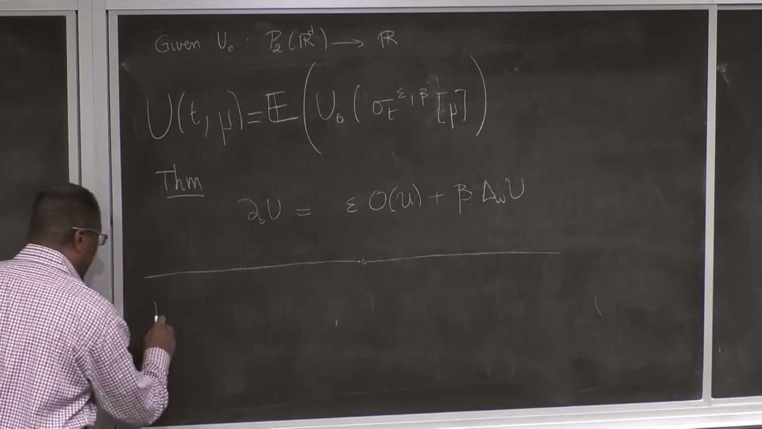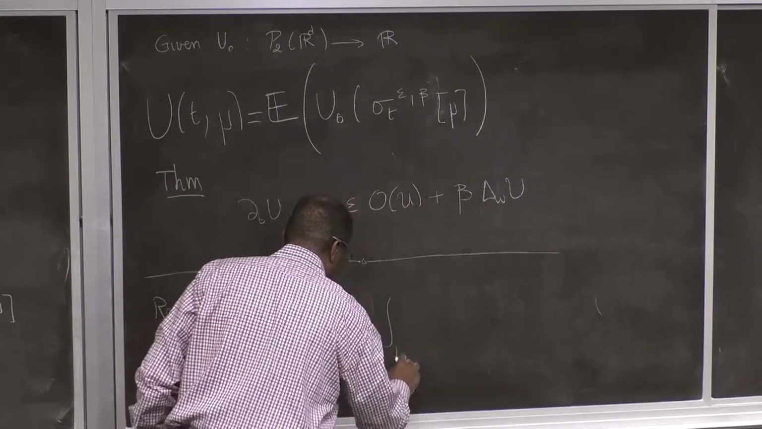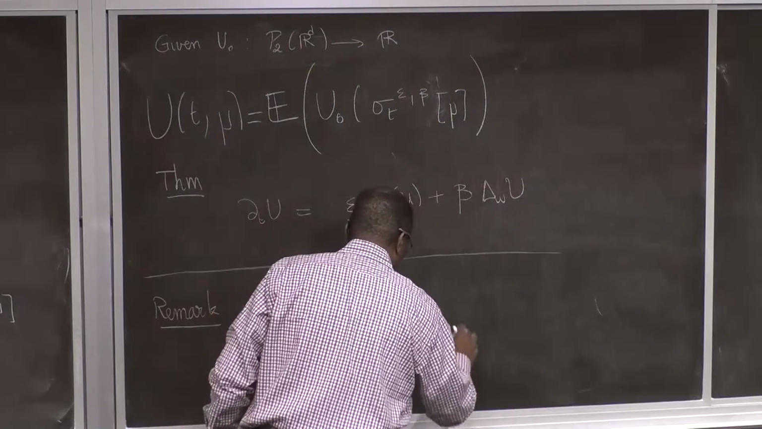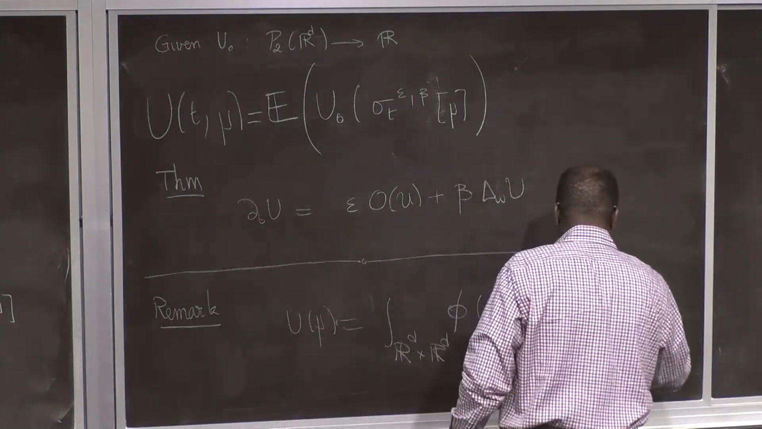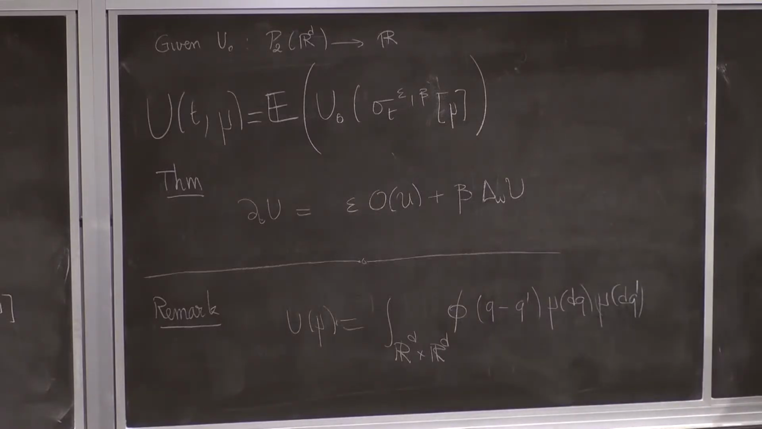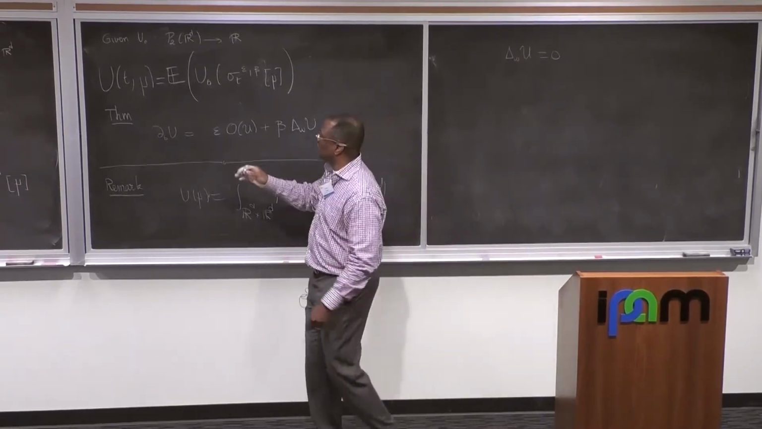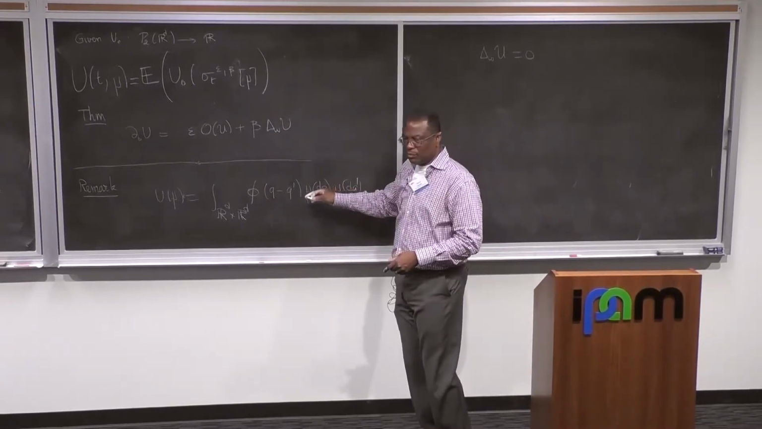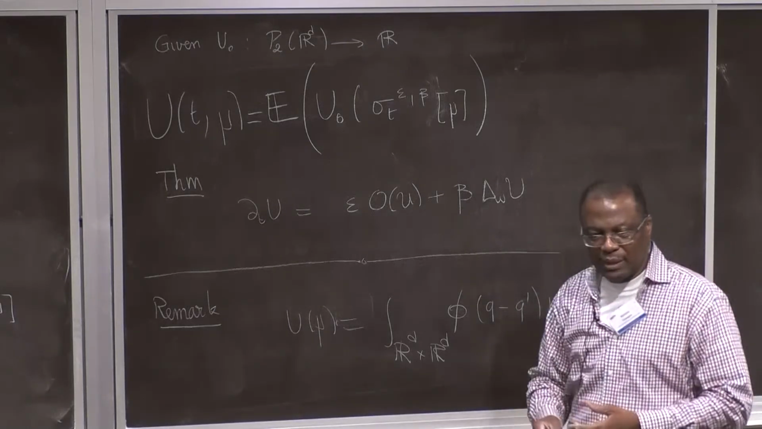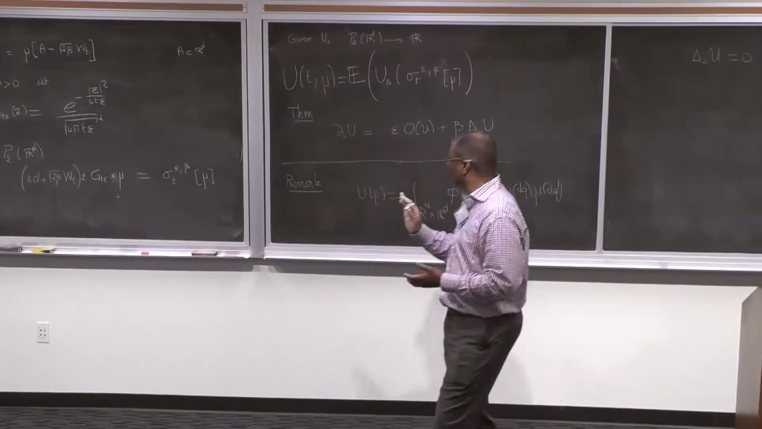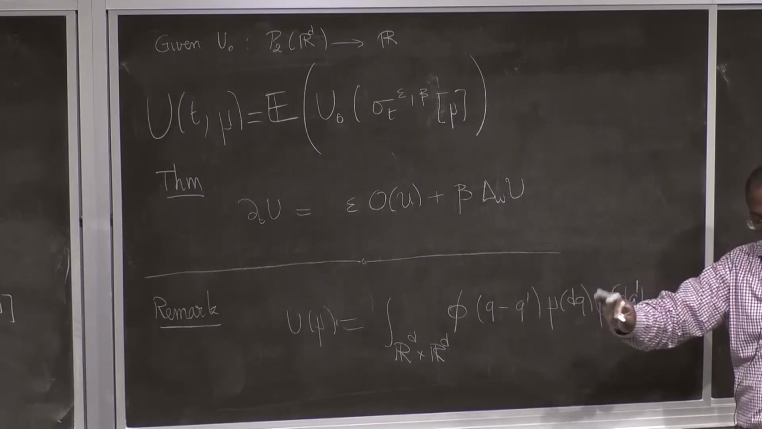Before that, let me make a remark. Take U of mu to be the integral over Rd cross Rd of phi of Q minus Q prime, mu dq, mu dq prime. Then this is the harmonic function. Yes, you just compute. You remember I told you how to compute the gradient of this, and then once you have a gradient, you compute the second gradient, and you replace in the formula, and then you see that it is harmonic function, which shows that you cannot improve regularity. Because if I start with a C2 function, and I solve the equation, I get a constant function, the regularity doesn't change.